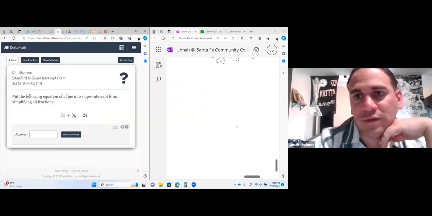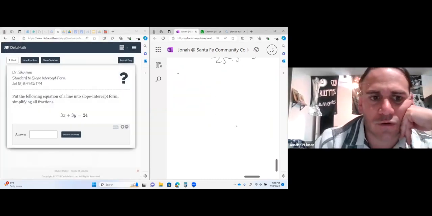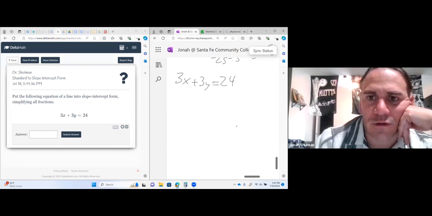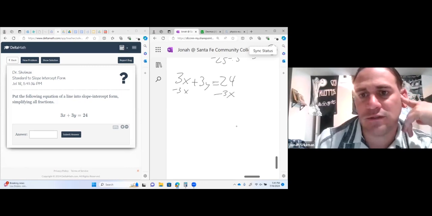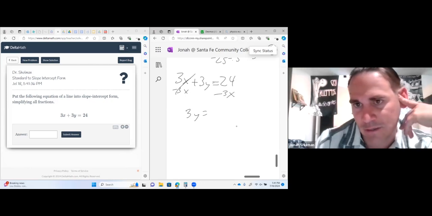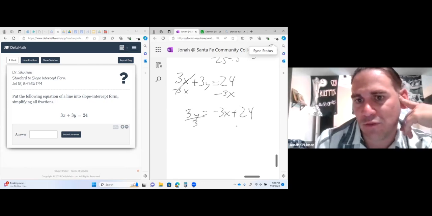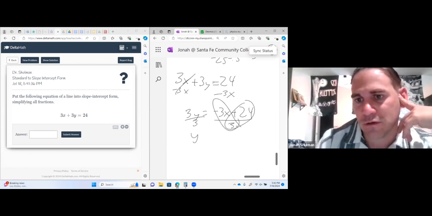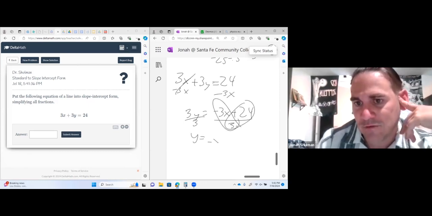Okay, so if we want this one, we just have to get the y alone. 3x plus 3y equals 24. We want to move this over, so I'm going to subtract the 3x from both sides. So I've got 3y. It's not 21x. You can't subtract them. You can only multiply and divide them. So it's a negative 3x. So let's put it in order. Divided by 3. We're going to do the lotus flower. Negative 3 over 3 is negative x. And 24 over 3 is plus 8.